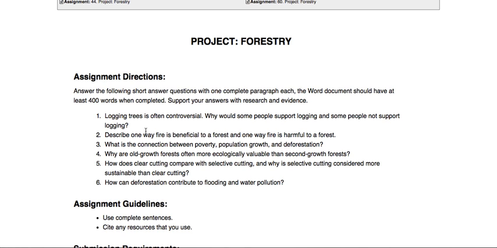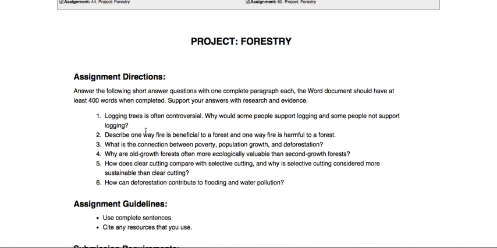Second, describe one way fire is beneficial to a forest and one way it's harmful. If it were me, what I would suggest is you go back into the lesson and look into the section on forest fires, where they talk specifically about the 2 different types of fires, crown fires and surface fires, and talk about the ways that they're beneficial and the ways they're not.